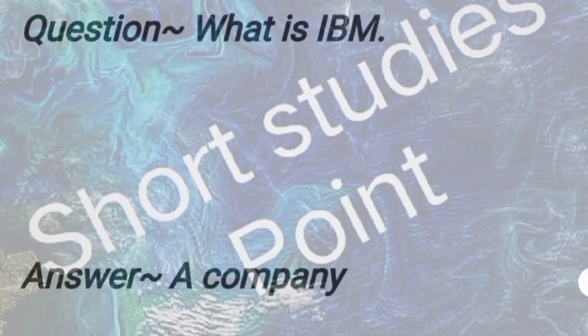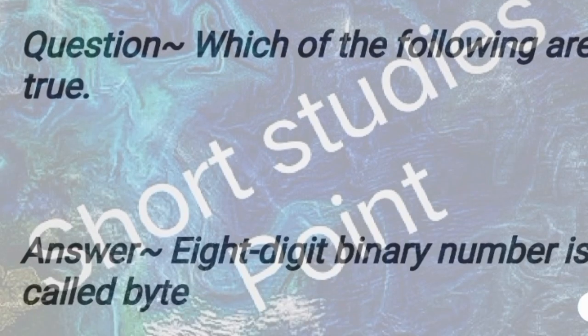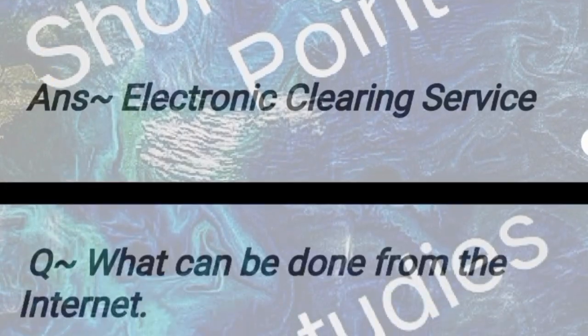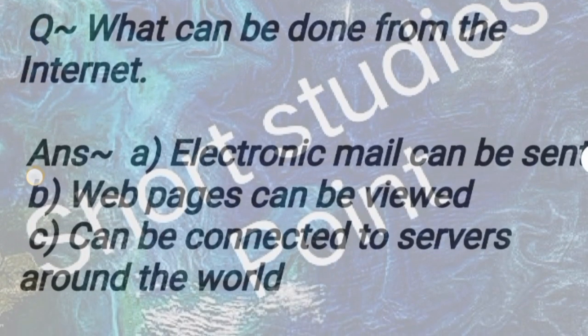Next question: what is IBM? Answer: a company. Next question: which of the following are true? Answer: 8-digit binary number is called byte. Question: ECS stands for a banking transaction. Answer: electronic clearing service.